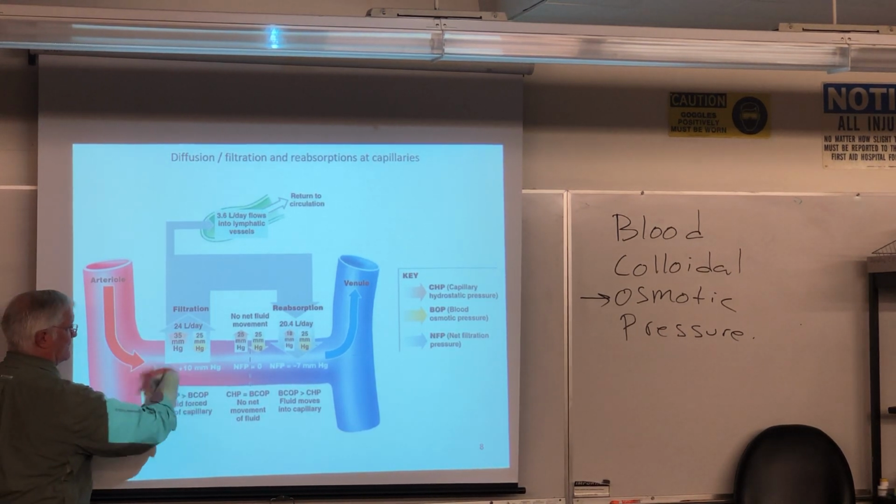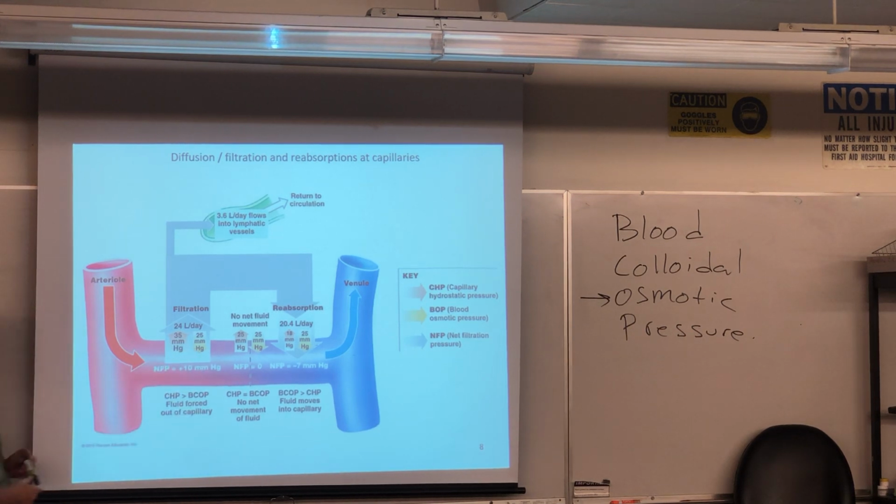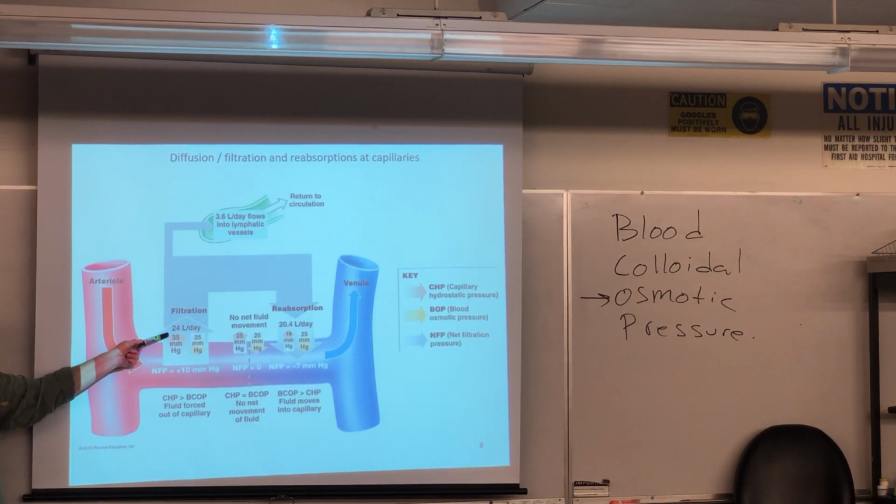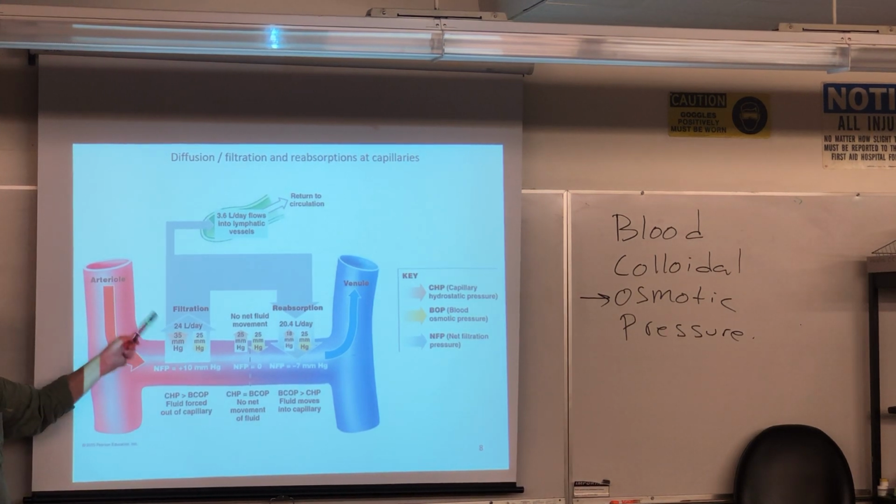Well, how much fluid in a day actually leaves through capillaries? It says 24 liters on the chart. Does that sound right to you? How many liters of blood do you have? About 5 or 6 maybe, right? But this is correct. It's just going around and around all day long. Plus, there's something else to think about.